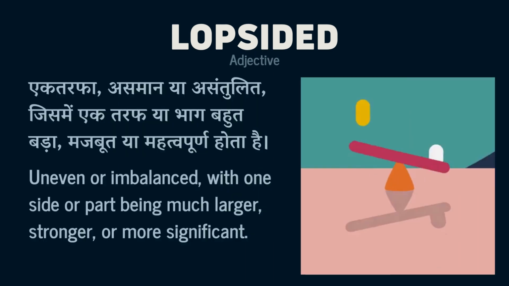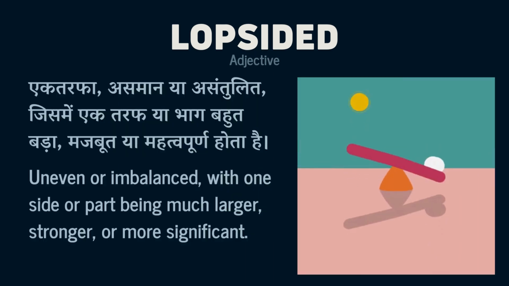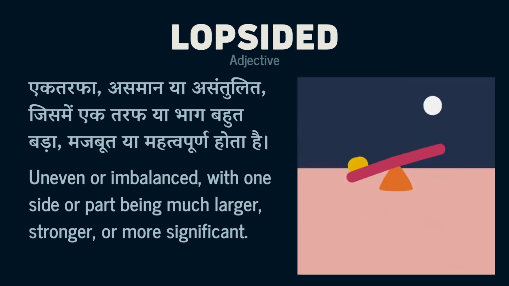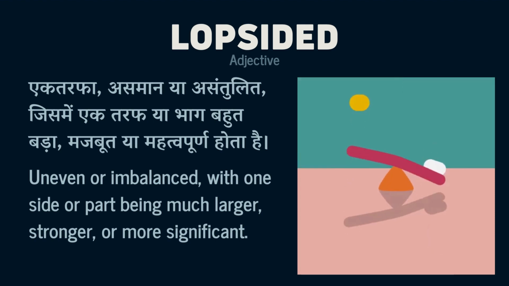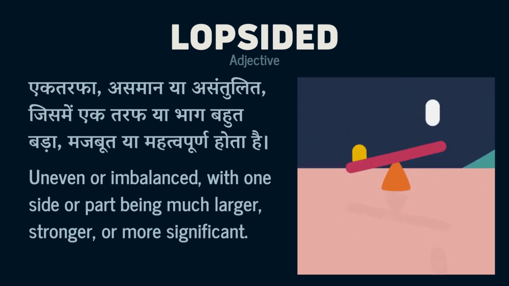Next up, we have lopsided. This is an adjective used to describe something that is uneven or imbalanced, with one side being much larger, stronger, or more significant than the other. आसान शब्दों में एकतरफा, असमान या असंतुलित, जिसमें एक तरफ या भाग बहुत बड़ा, मजबूत या महत्वपूर्ण होता है.